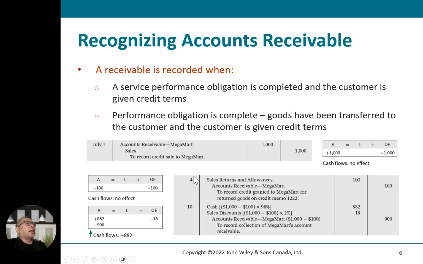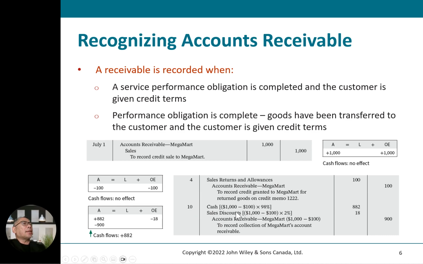We're going to look at the journaling. Sales returns and allowances is $100 debit. Accounts receivable, Mega Mart, credit $100, to record credit granted to Mega Mart for returned goods on a credit memo. So there's a return of $100. So you're going to record it here. Okay, number four, the record is going to be here.